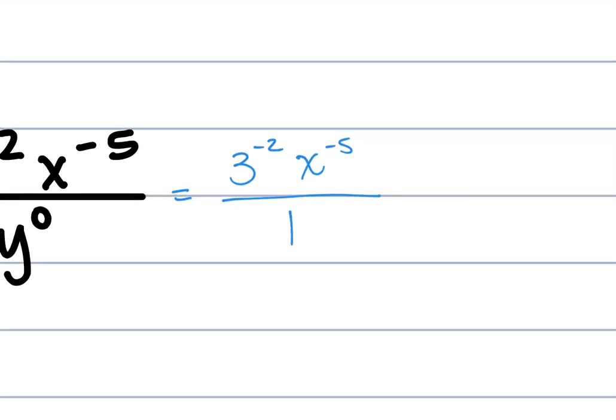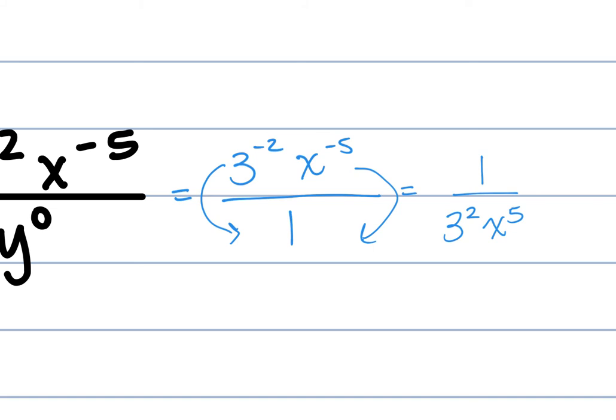Nick? Make it a reciprocal. Good. So flip it over the fraction. We're going to move this 3 to the negative 2 down, move this x to the negative 5 down, and what are we going to get? 1 over 3 to the second power times x to the fifth power. Perfect.